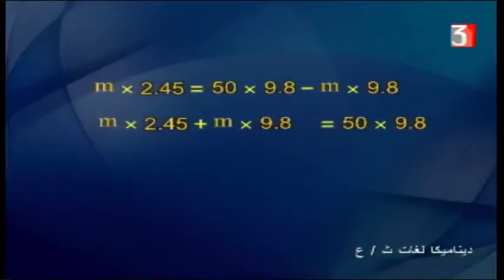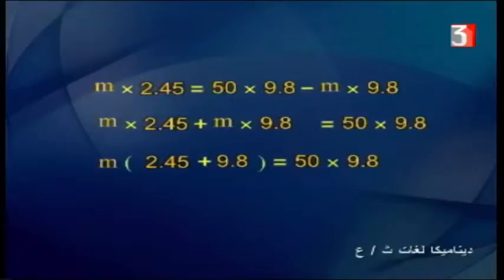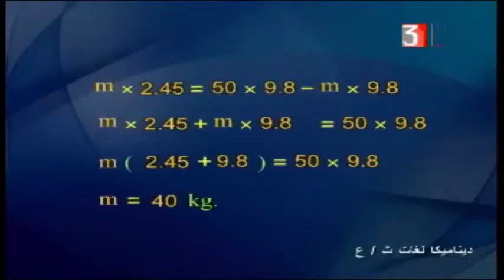Now we can take m as a common factor on the left hand side, then m multiplied by the bracket 2.45 plus 9.8 equals 50 times 9.8. Then the mass equals 40 kilogram. Then the mass of the body equals 40 kilogram, and the lift is moving upward with an acceleration of magnitude 2.45 meter per second squared.